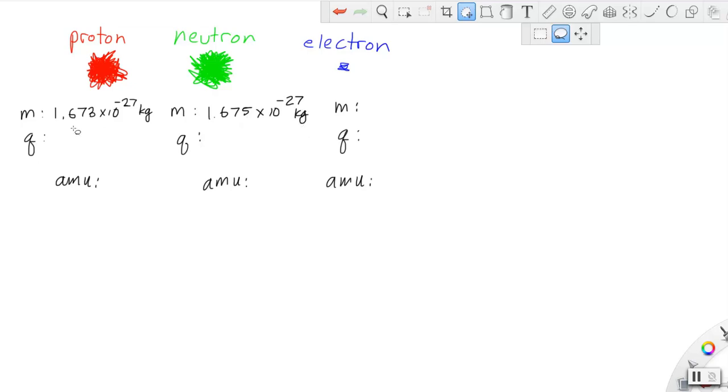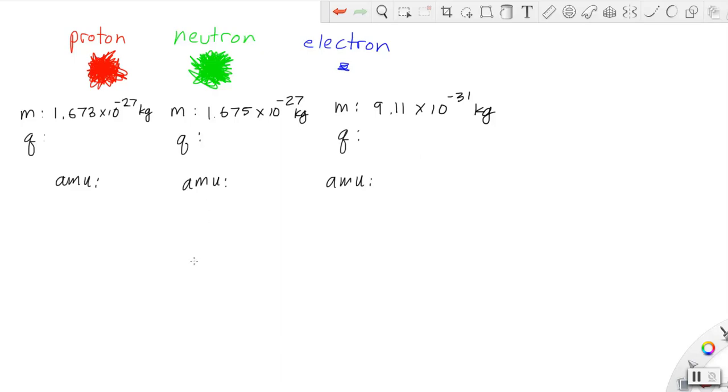Now, for most of our purposes, we tend to view the mass of the proton and the neutron as pretty much the same, and as you can see, they are pretty much the same. They're very close together. Neutron is a little bit heavier, but for the most part, they're pretty much the same. The electron has a mass of 9.11 times 10 to the negative 31 kilograms, which is about 2,000 times lighter than even the proton.